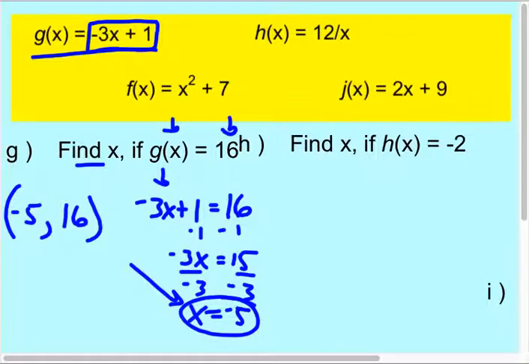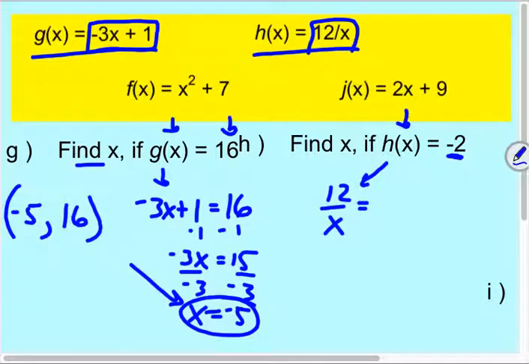h of x equals negative 2, find x. So once again, we're looking for x, not our output. So we're going to use our output to find x. The rule for h of x is 12 over x. So if my output is equal to negative 2, then 12 over x equals negative 2.